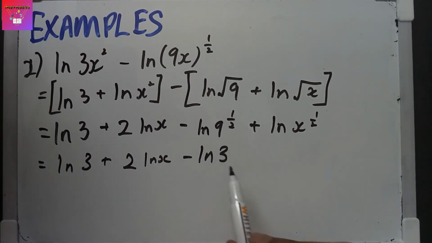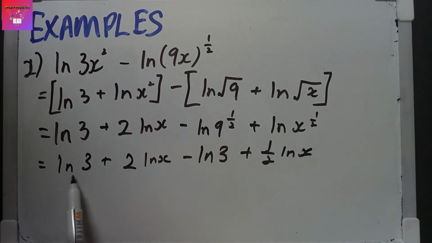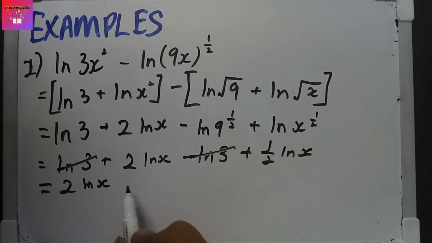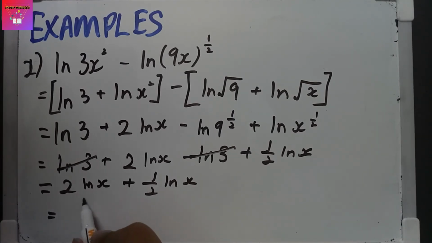Because the square root of 9 is 3, plus 1/2 ln x. So ln 3 minus ln 3, we can just cancel it off, bringing us to 2 ln x plus 1/2 ln x. Since the coefficients are the same, we can just directly do 2 plus 1/2. So 2 plus 1/2 brings us to 5/2 ln x. So this would be the answer for this question.